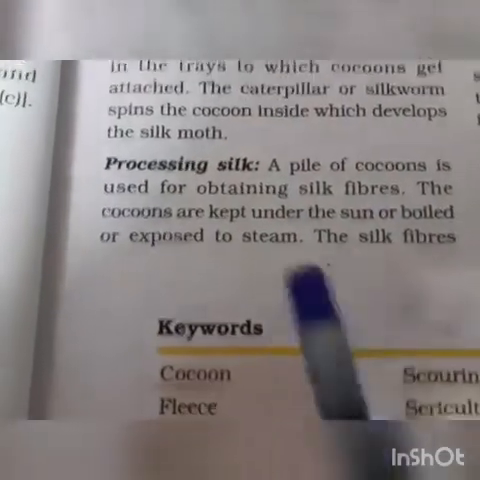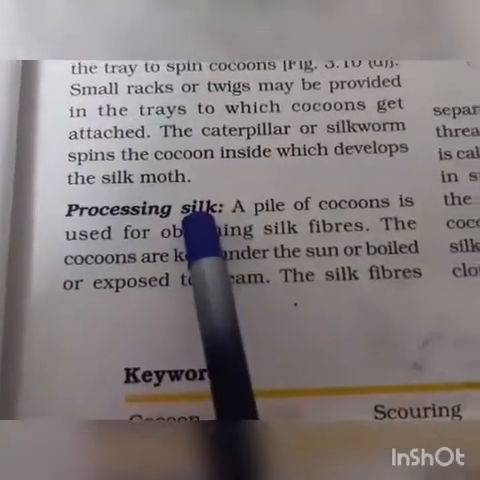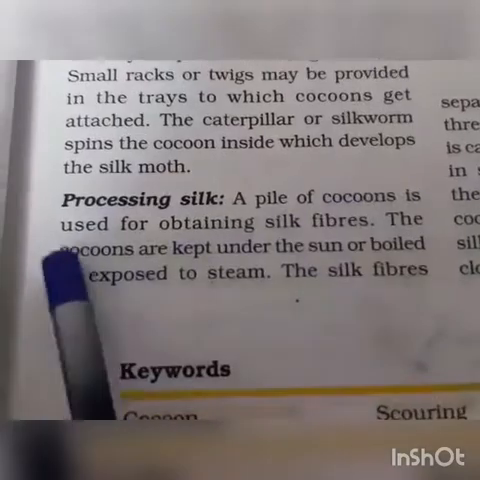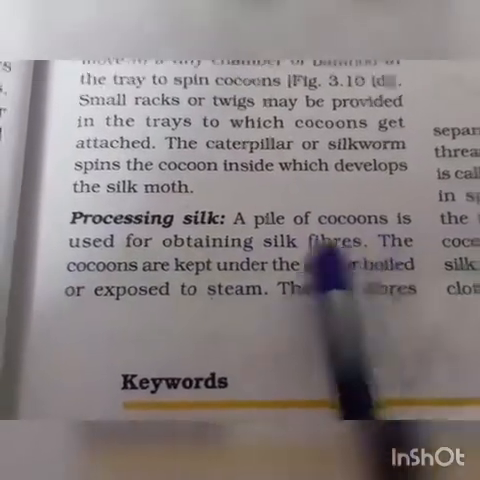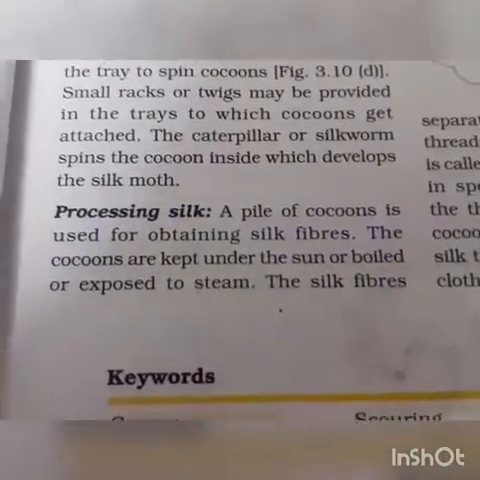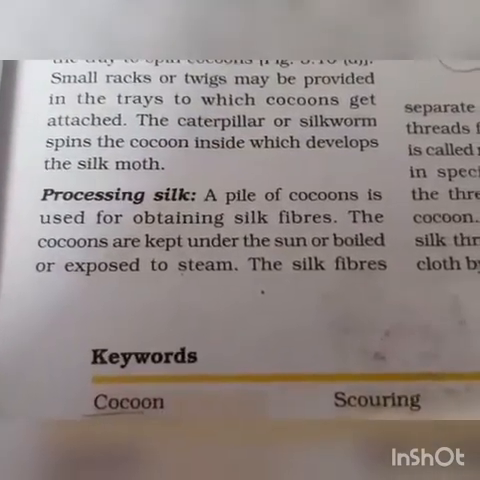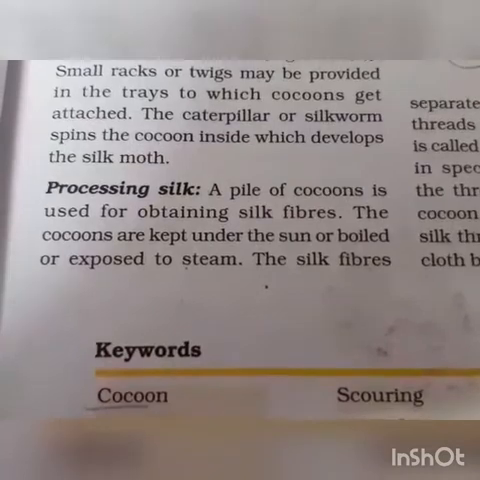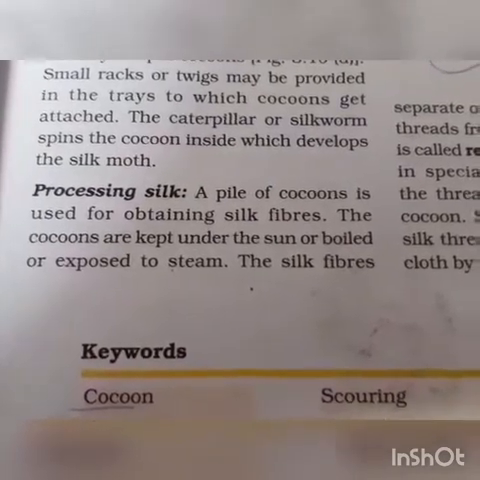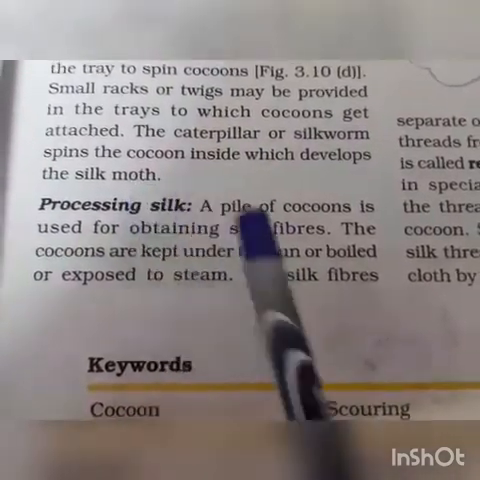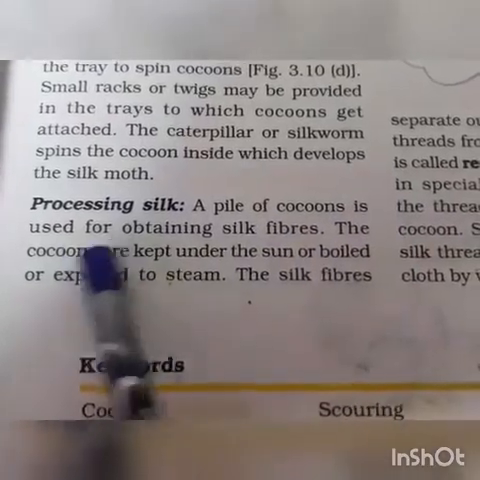Now next is the processing of silk. How is the silk processed? A pile of cocoons is used for obtaining silk fibers. Now these cocoons are collected after the cocoon is made, that is, after the caterpillar spins the cocoon around itself, the net of the silk fiber, which is the protein secreted by the caterpillar. So that is made. Then these piles of cocoons are collected for obtaining the silk.